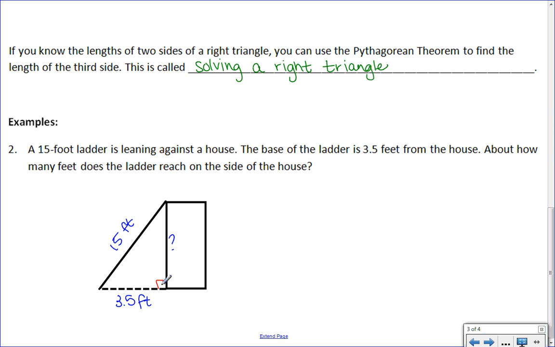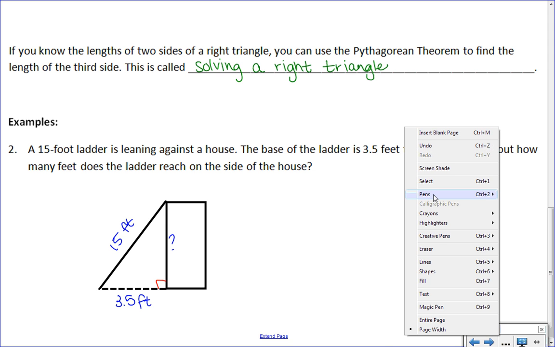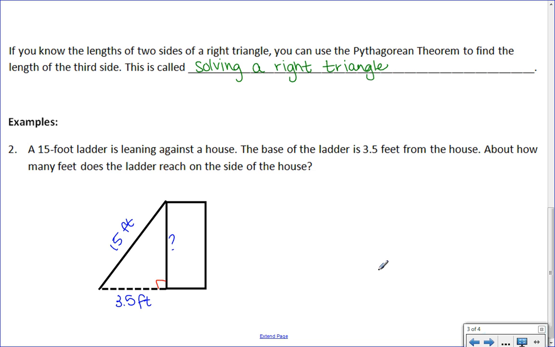Okay, now we have two sides of the triangle, and we're looking for the third, so we can definitely use Pythagorean theorem. But remember, we need to make sure we know which one is the hypotenuse, or the c, in that equation. So here's our right angle, go straight across the triangle, and that will be c. And remember, it doesn't matter which of these is a and which one is b, so let's call this one a, and that one b.